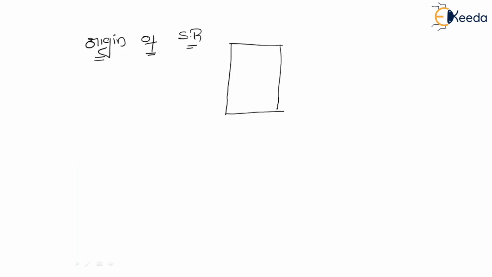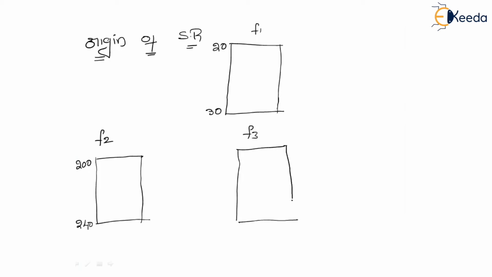The next convention, rather, the next provision, is to store the program counter value at the origin of the subroutine. What is the origin of a subroutine? Let us understand. Let us say this is F1. F1 is from 20 to 30. This is F2. F2 is from 200 to 240. This is F3. F3 is from 400 to 450.